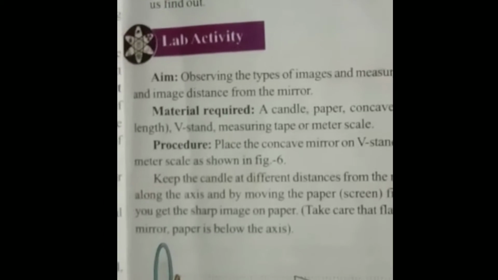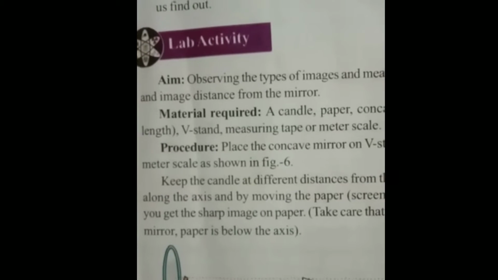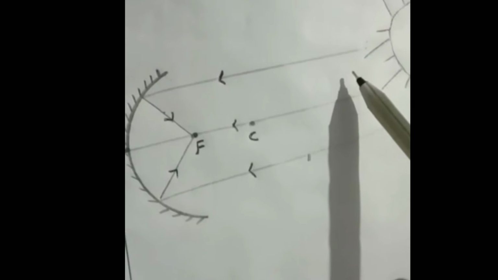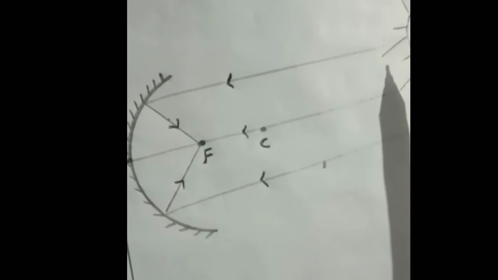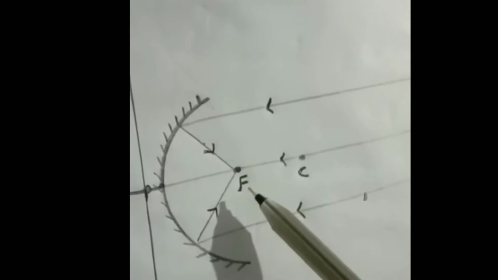Before I explain this lab activity, I will draw one diagram related to it. Let's watch. See friends, an example of the lab activity. This is the sun. I keep a concave mirror in front of the sun. The beam of light falls on the concave mirror. The reflected rays converge here. This point is called the focus. We have discussed this in the previous class.